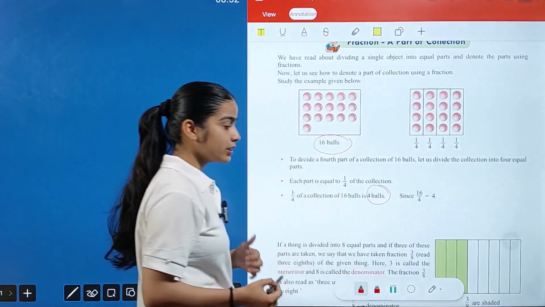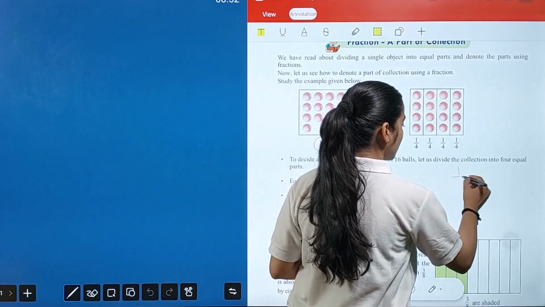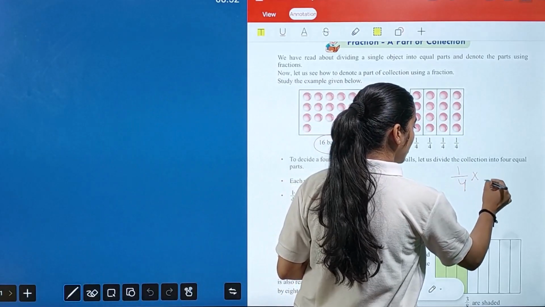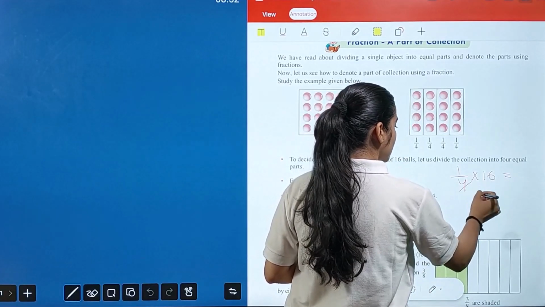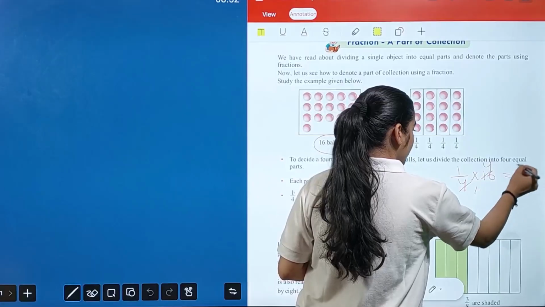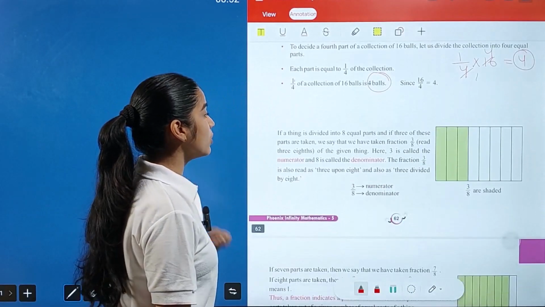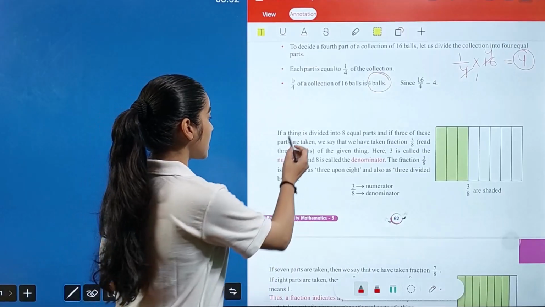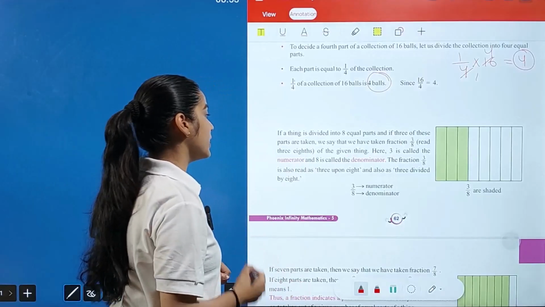So, we already learnt about this. How can we divide it? For example, if you have the fraction 1 by 4 and the total number of balls is 16, if you complete this calculation, we will get 4, right? After this, if a thing is divided into 8 equal parts and if 3 of these parts are taken, we say that we have taken fraction 3 by 8, read as 3/8 of the given thing.